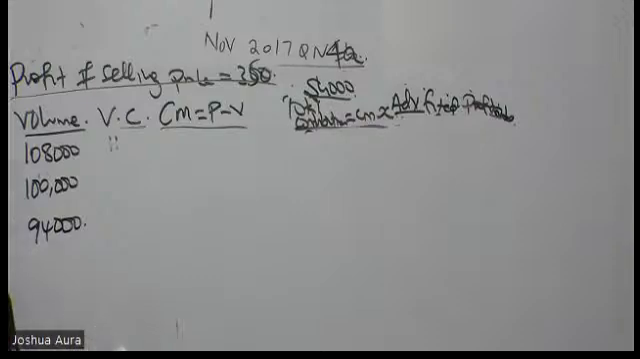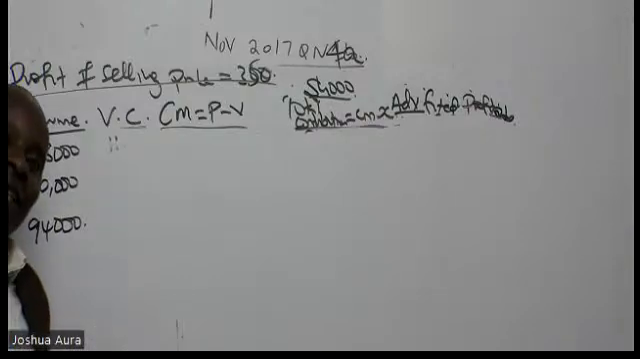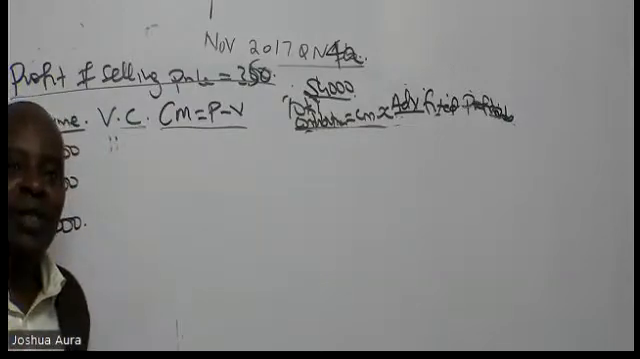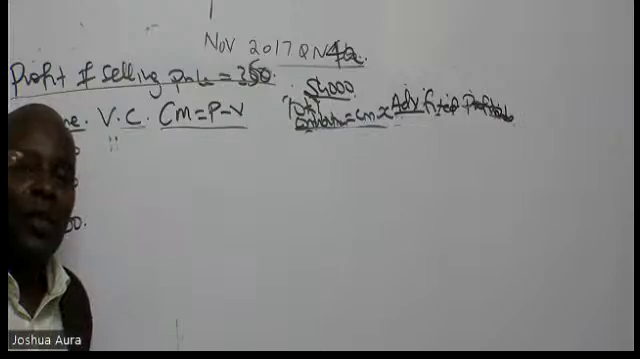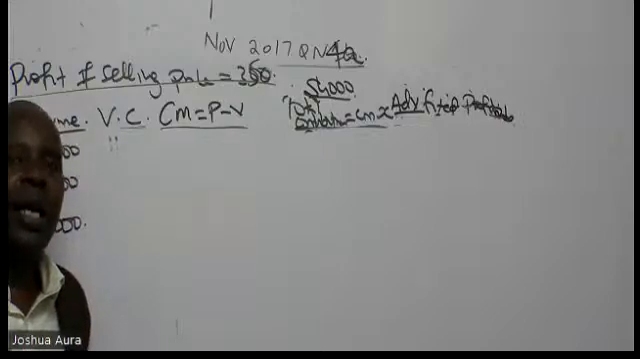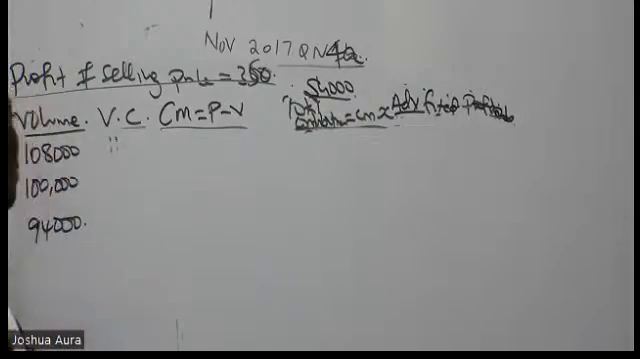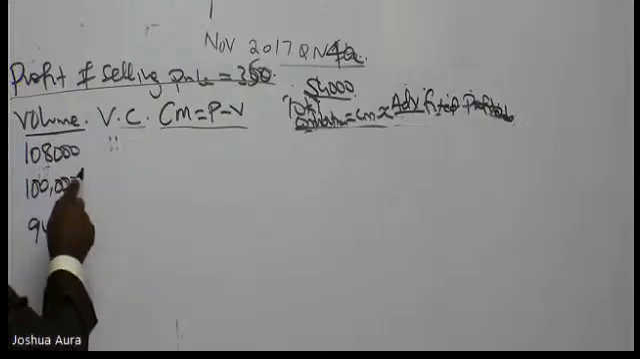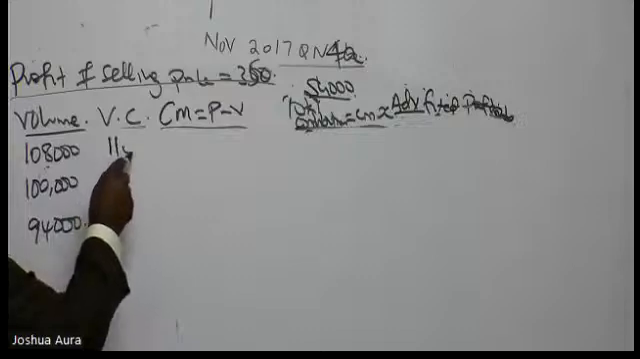Now, remember the concept of variable cost. Below 100,000 units, 100,000 and below, we shall incur a variable cost of 120. If we produce above 100,000 units, then variable cost goes down to 110. So like now here we produced more than 100,000 because 108 is more than 100,000. So this must have been 110.